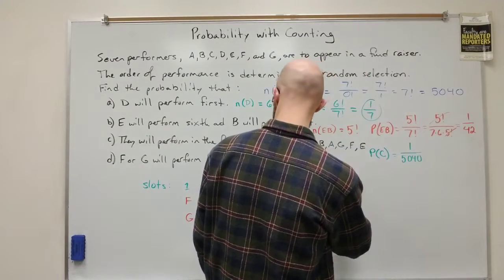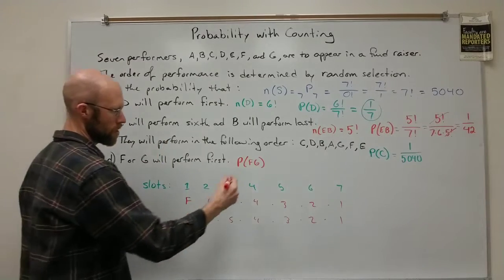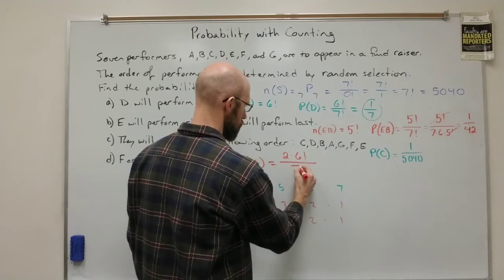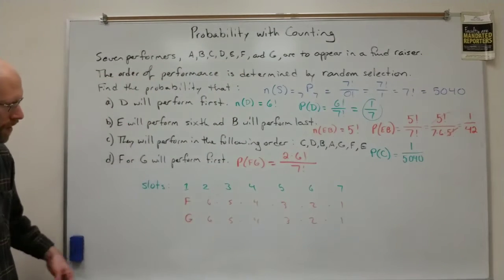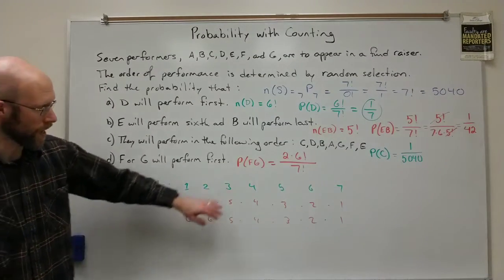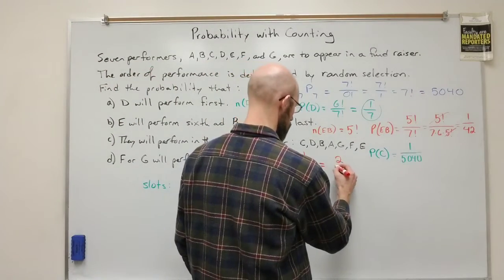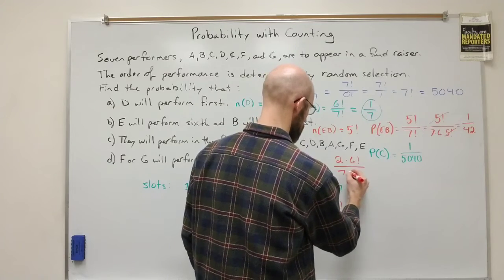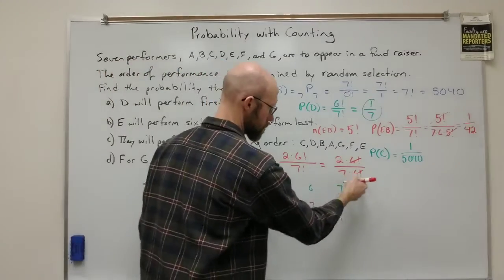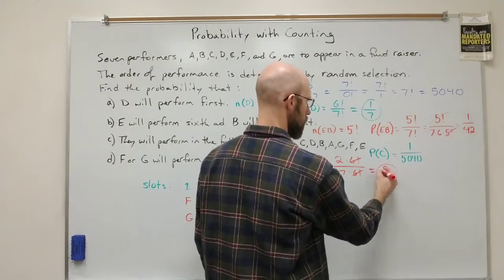So the probability then, I'll call that FG, or F or G performing first. Well, that's going to be 2 times 6 factorial all over the 7 factorial. Okay, so it's 6 factorial plus 6 factorial over the 7 factorial. And I'm going to divide out the 6 factorial, so it's 2 times 6 factorial over 7 times 6 factorial. And the 6 factorials cancel, right? 7 factorial is 7 times 6 factorial. And then you're left with just 2 sevenths. So the probability on that one is 2 sevenths.